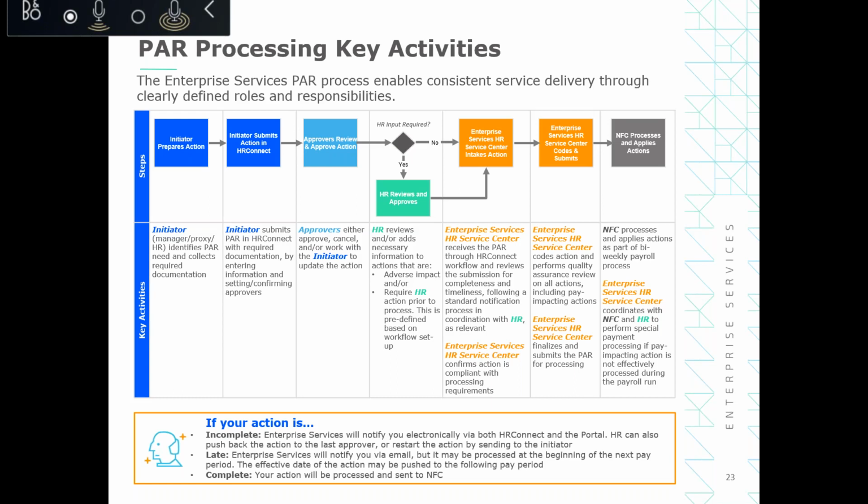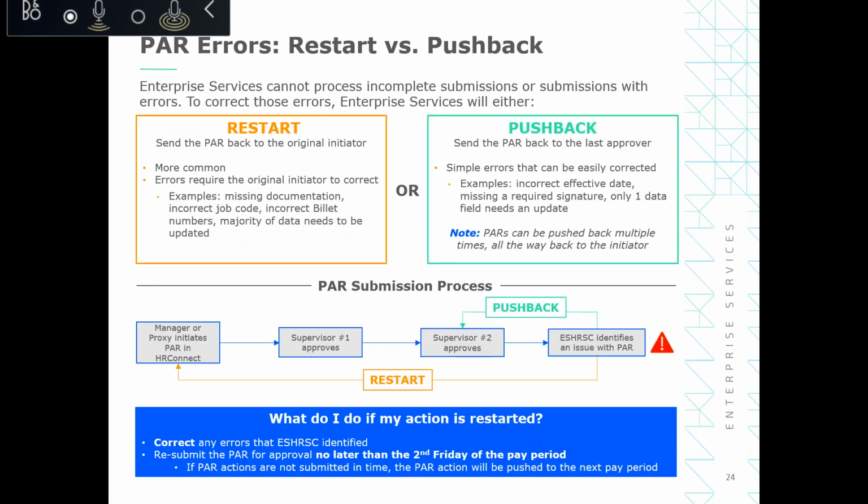HR can either restart or push back the action, which we will discuss in more detail next. All right, that was a lot of information. Now we're going to give you even more. Enterprise Services cannot process incomplete submissions or submissions with errors, which we just talked about. To correct those errors, we have the option of either restarting or pushing back the action, depending on the situation. We're demonstrating that here on this slide.